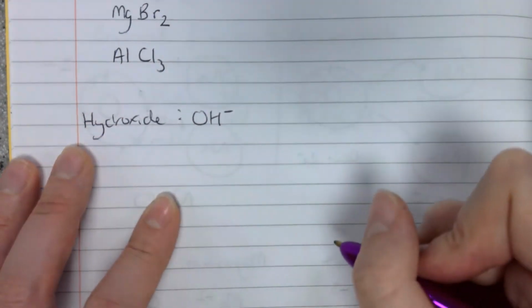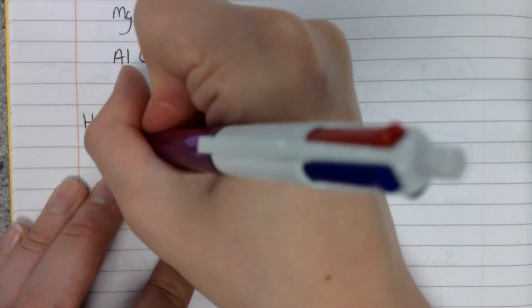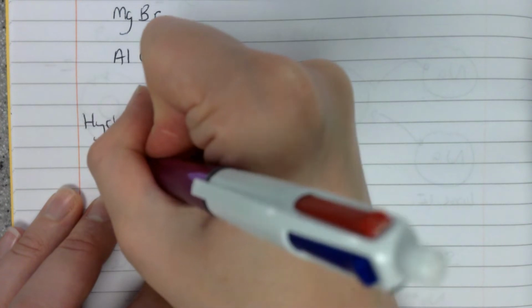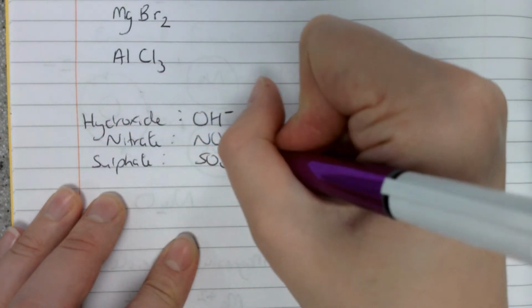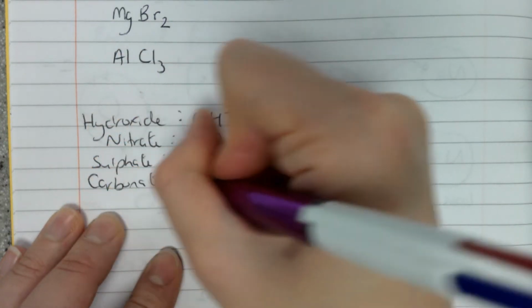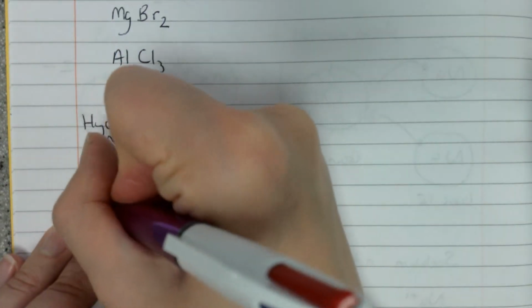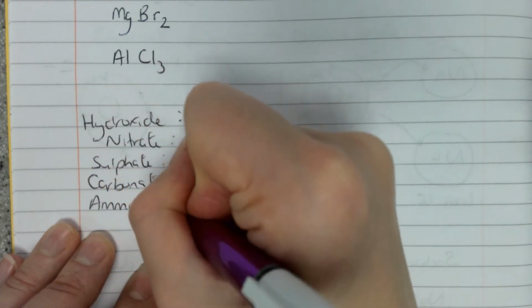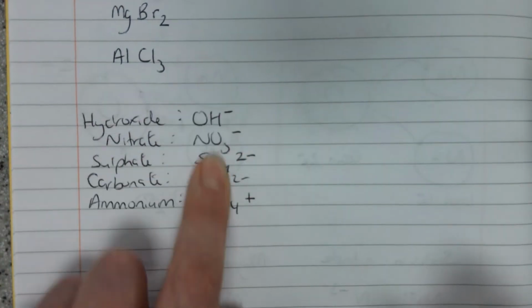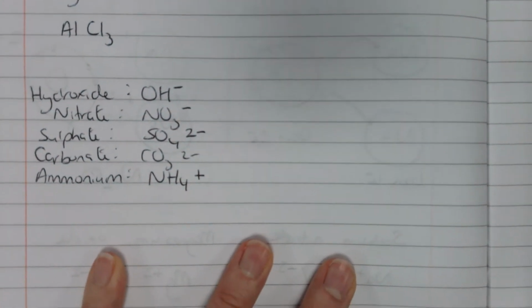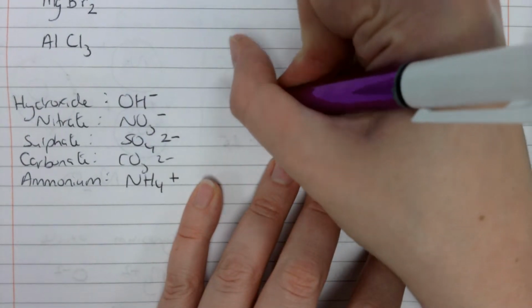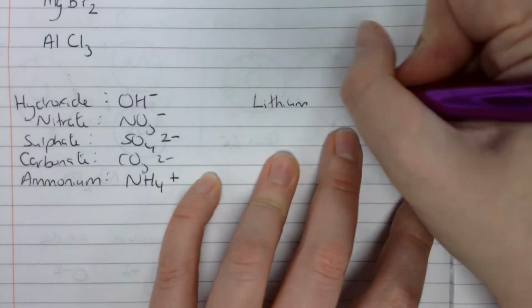One is hydroxide, it's got an OH- charge. Another is nitrate, NO3-. You need to know sulfate, which is SO4 2-. Carbonate is CO3 2-, and the other one you need to know is positive, and it's ammonium. So ammonia is NH3, ammonium is NH4+, and you just need to learn these off by heart. If we look at an example, let's try and write the formula for lithium nitrate.